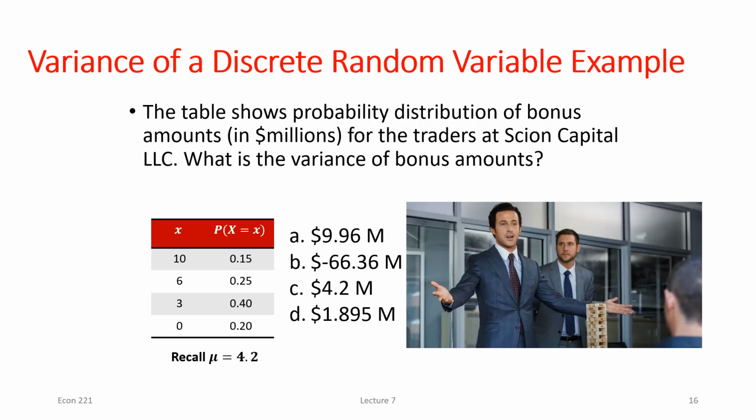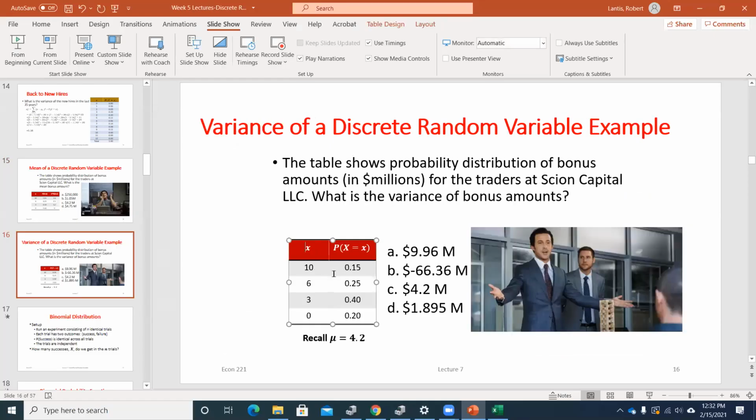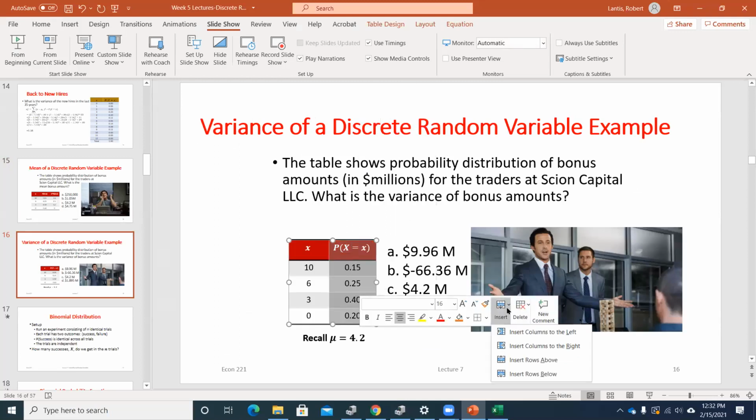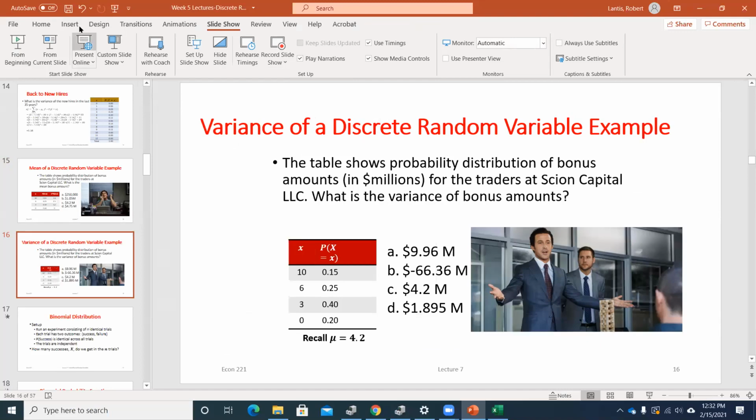Yeah? The variance one more time. Yeah. So you add them all up. For the first one, it'd be 4.2 minus 10, squared, times 0.15. We'll go through the same thing that we just did for the mean there, right? I gotta make that bigger.